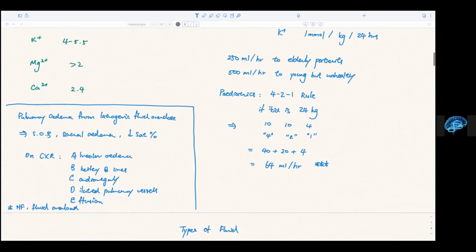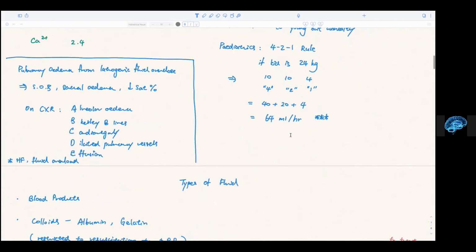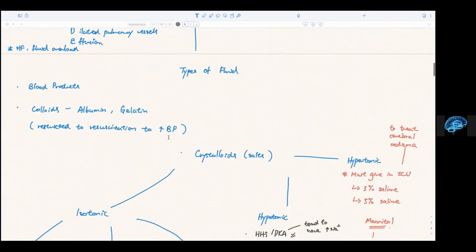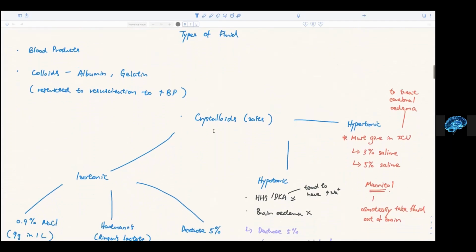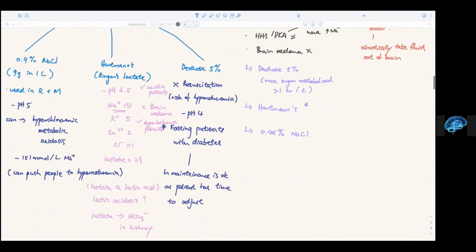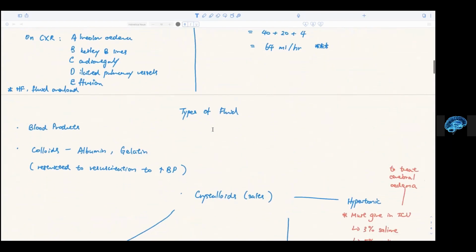Okay. So usually that's the 4-2-1 rule. Now, that rule can also be used for maintenance therapy in an adult patient as well. So it's actually not specifically for pediatric patients as such. You can use it as your calculation for adults. Again, it's good to know the different types of fluid, and I think that's the bulk of the knowledge that is needed for you guys.